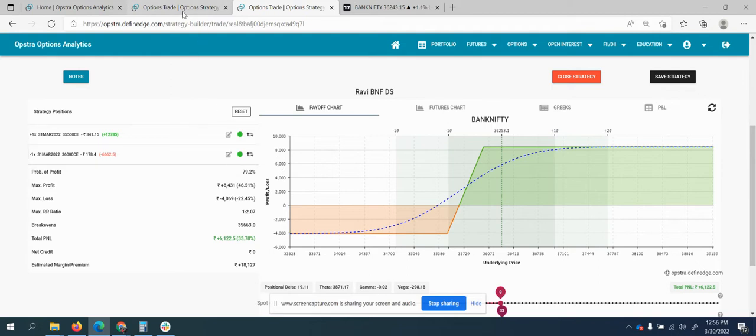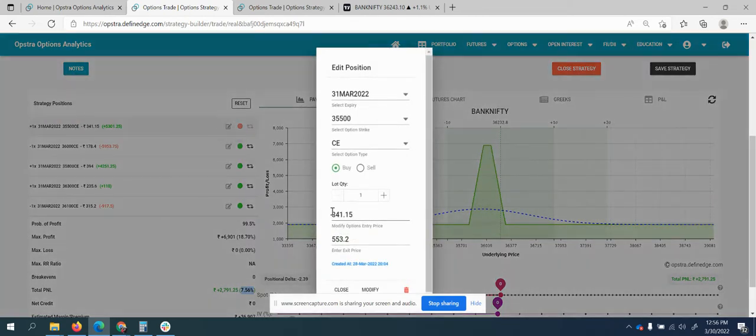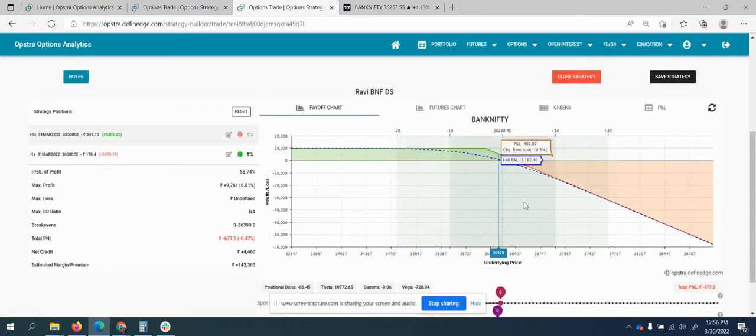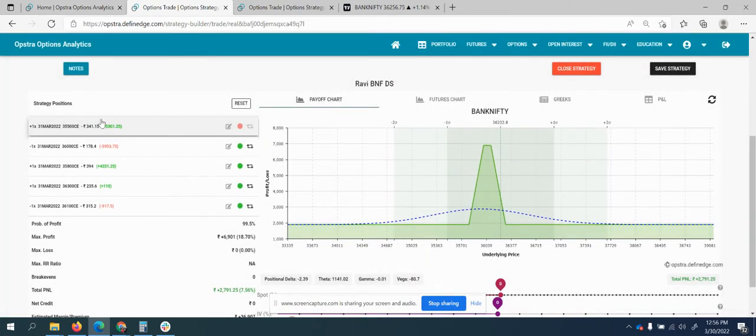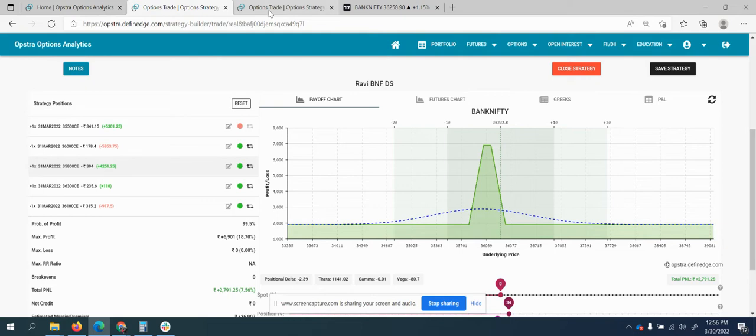The first adjustment I did was when the market went up. If you look at this trade, the original bought price was 341, but I squared off this leg, 35,500 for 553. I'm just simulating over here. I'm just squaring off, and then I bought 35,800 for 394. So I squared off this entire leg.